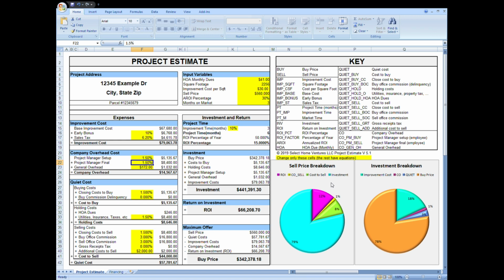The investment graph shows the investment in greater detail. It includes the buy price, cost to buy, and the improvement budget. When you look at this one, you know how much work is involved in the project. Is it mostly improvement work or a house in good condition? Play around with the numbers for a while and watch the graph change with you.